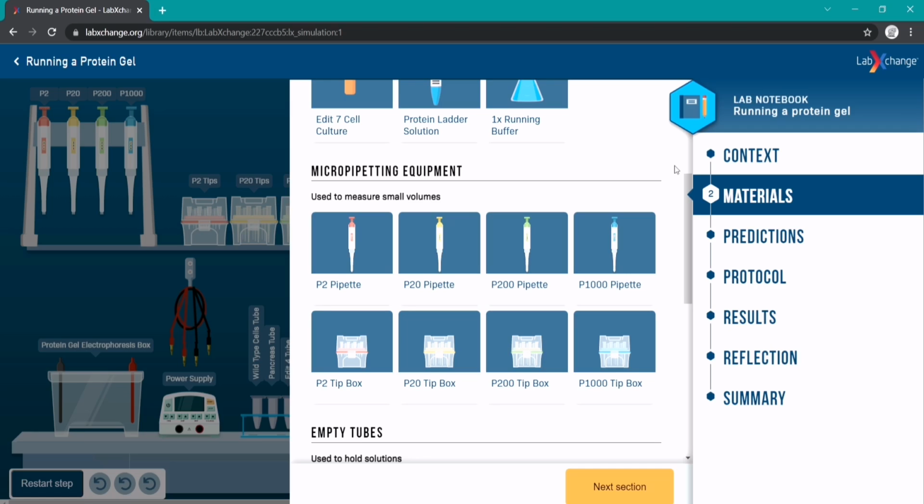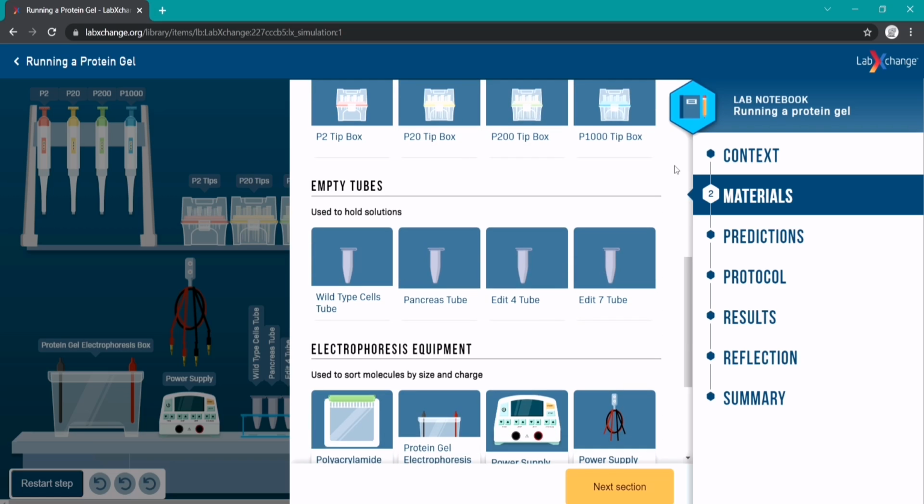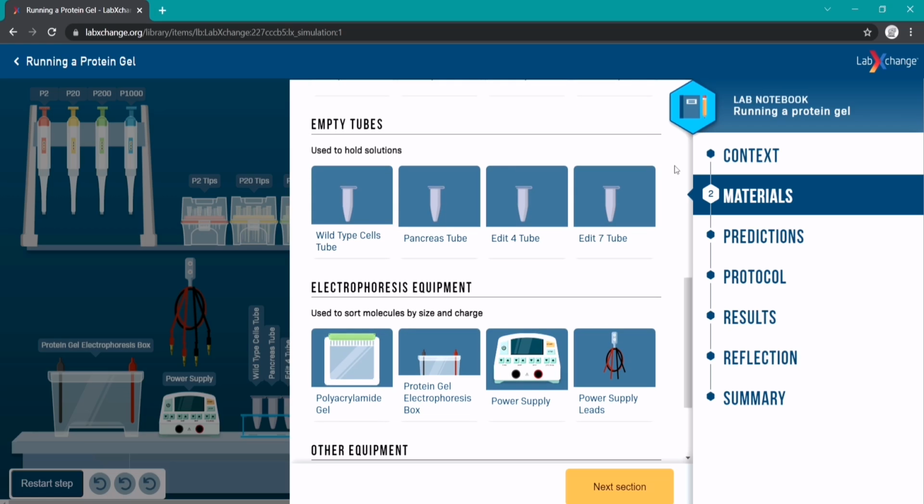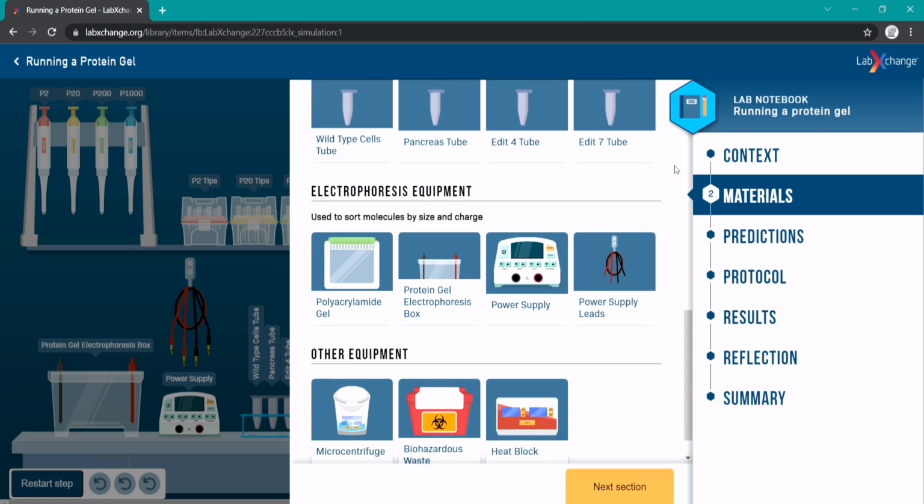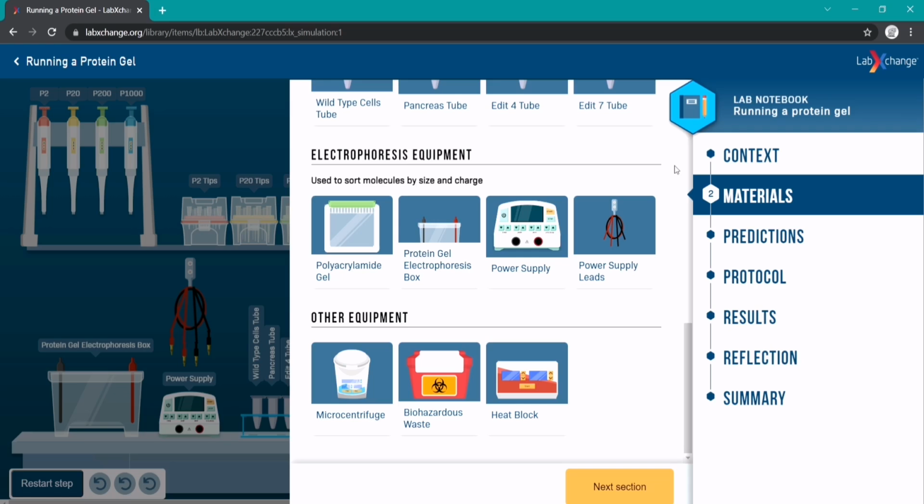Micropipetting equipment is used to measure small volumes. As you can see, there are various types of pipettes and a tip box. Here are the empty tubes which are used to hold solutions, and then electrophoresis equipment which is used to sort molecules by size and charge. We also use other equipment such as a microcentrifuge, biohazard waste and heat block.